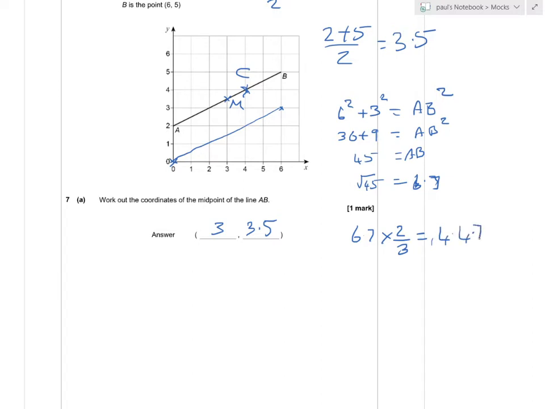4.47. So that's 6.7. We've got to measure these. 4.47. I think it's there, isn't it? 1, 2, 3, 4, and 2. 16 and 4 is 20. The square root of 20. 4.47, square root of 20 is there.